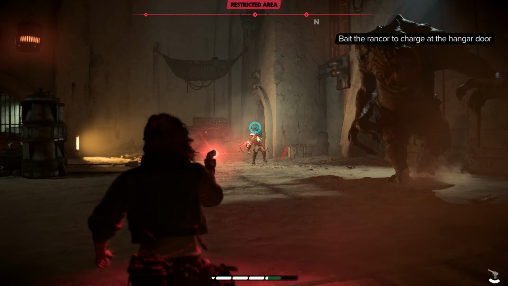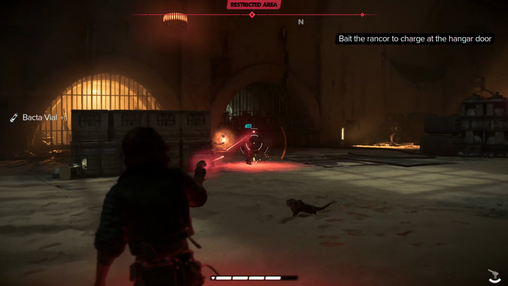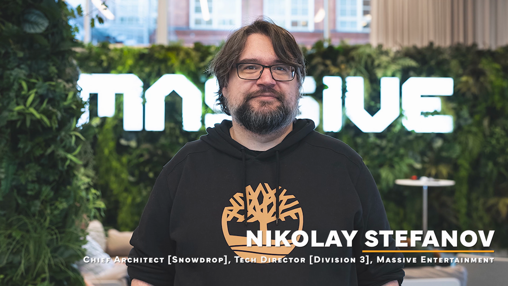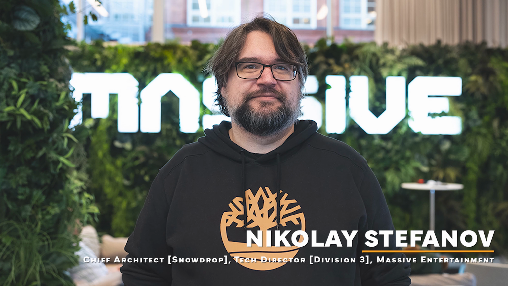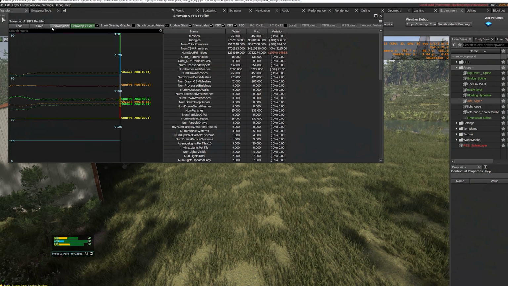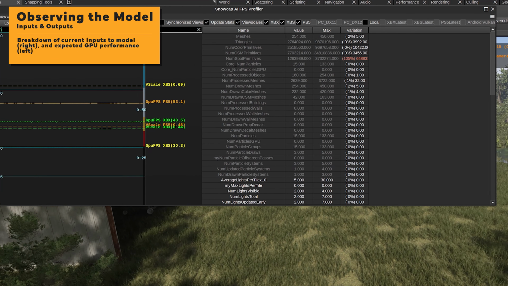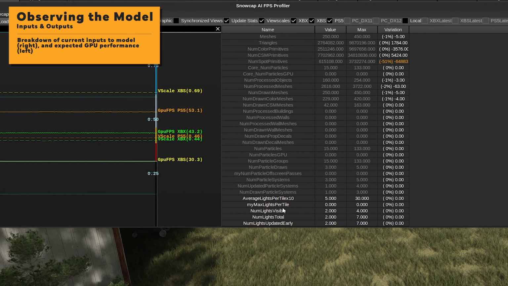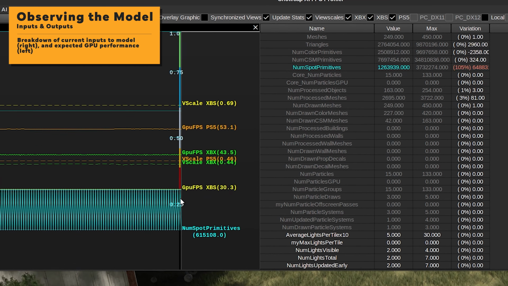And in fact, it didn't start out with the ambition to be AI-driven. It was only after an internal demo was shown around the studio that Nikolai Stefanov, who is chief architect for Snowdrop and the technical director of the upcoming Tom Clancy's The Division 3, suggested this diagnostic process could be modelled using AI. This led to David Renaudie, an expert AI scientist at Massive, to join the Snowcap team and start exploring how to implement the machine learning model.